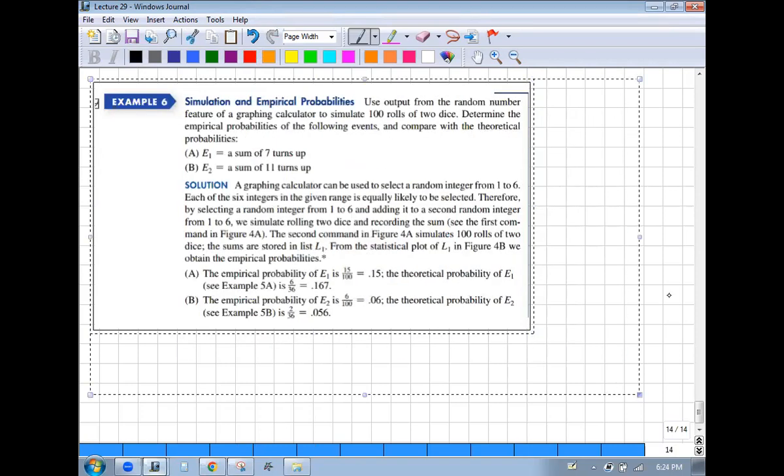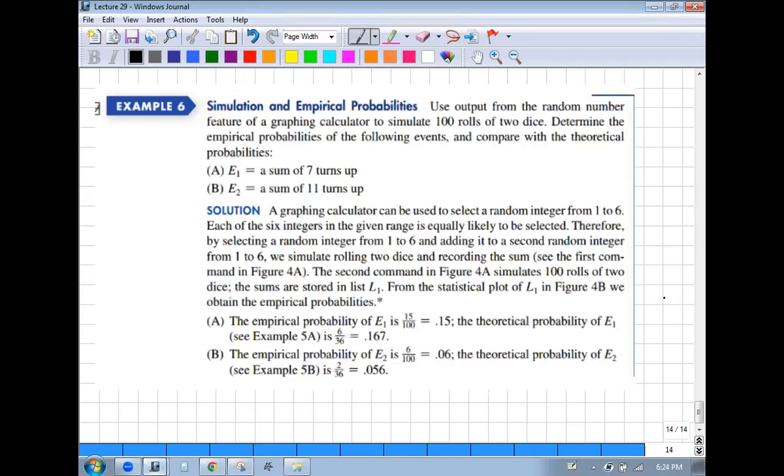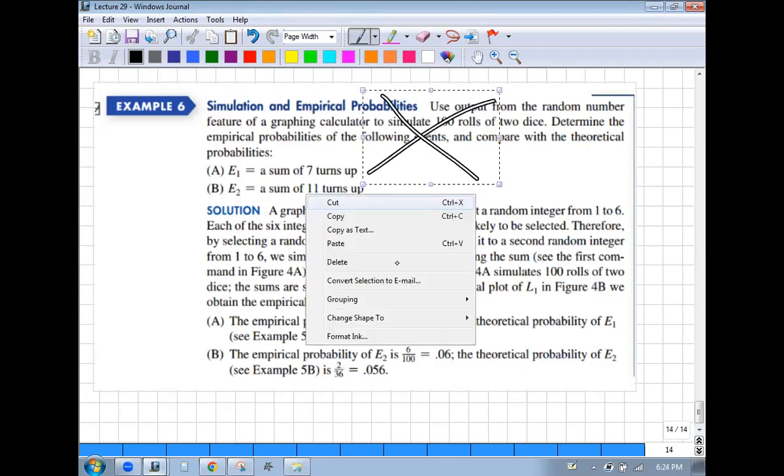Simulation and empirical probabilities. Use output from the random number. We're not going to do this. I'm using random numbers. All right, I guess we could look at it here though. We'll look at their solution.